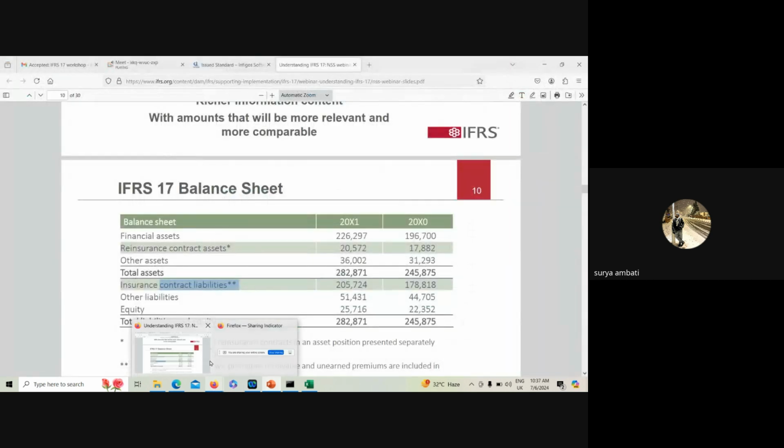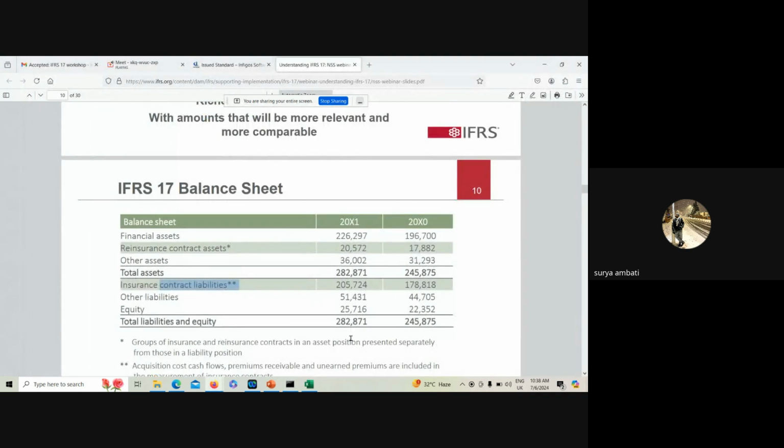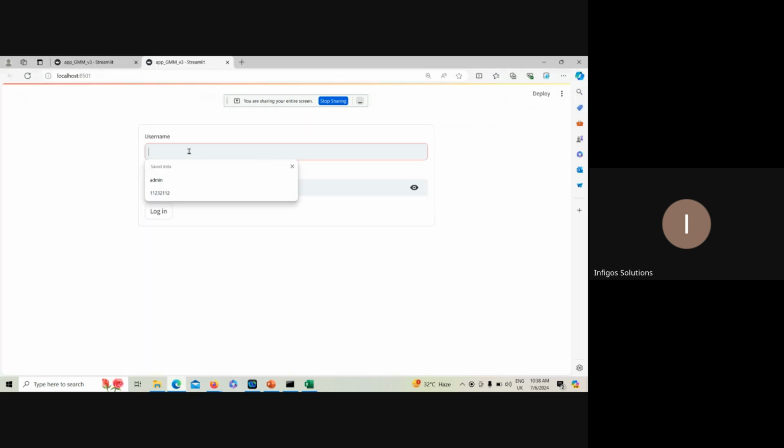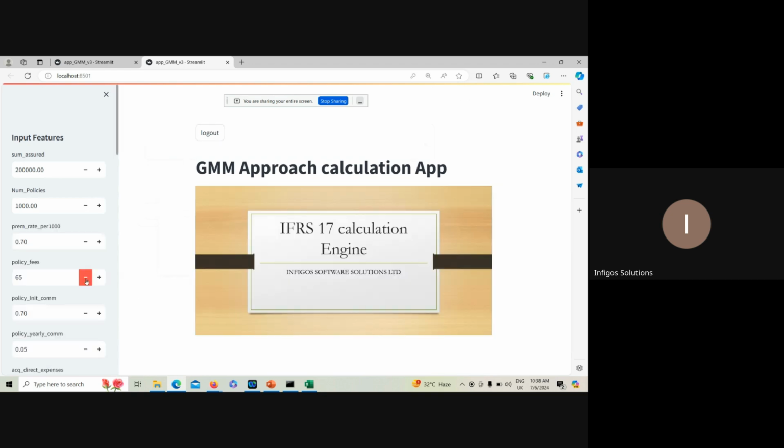I have one more question, Nitin. How did you convert this into software? I mean, you said you have implemented or developed some software. So by using that software, how will an insurance company benefit or save time by utilizing your software? Okay, I will show you the demo first.